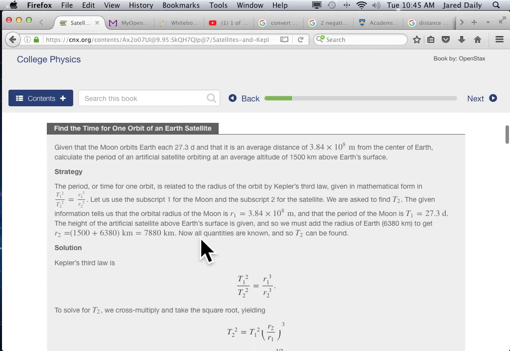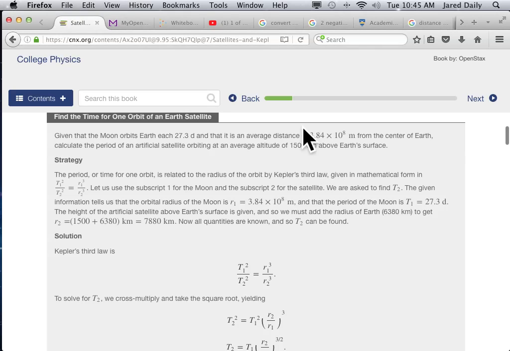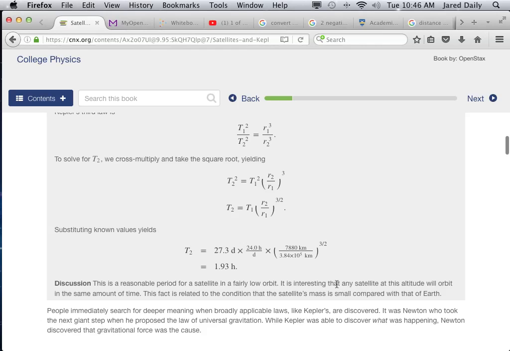So in this particular one, we have a moon that's going around the Earth in 27.3 days, and it has an average distance r equals 3.8 times 10 to the 8. And we want to calculate the period of an artificial satellite that's going at a different distance, at a different r, above the Earth's surface. So you have to add the Earth's radius to that. But you have two r's and one T, and you're going to calculate the other T. So you rearrange it to calculate T2, and you're done. It's pretty straightforward. But that is all of chapter 6.